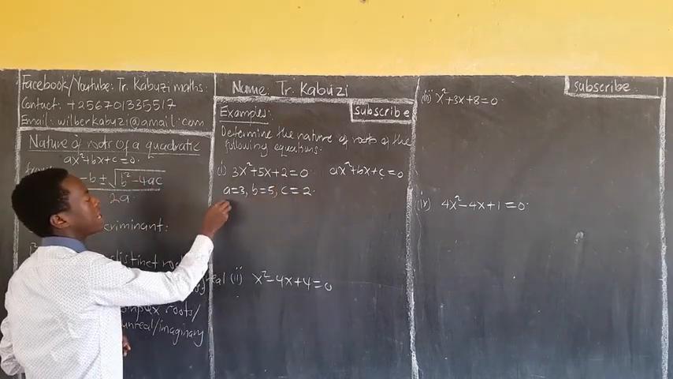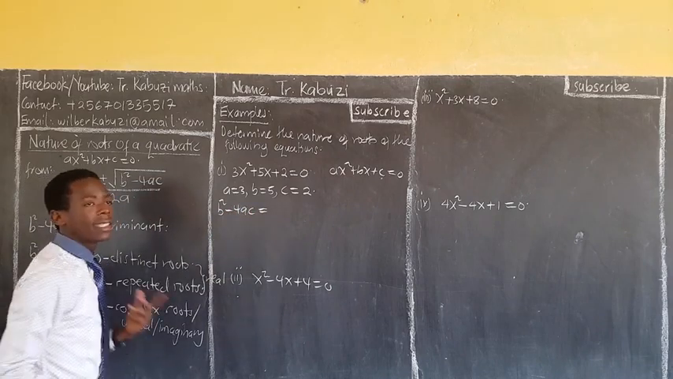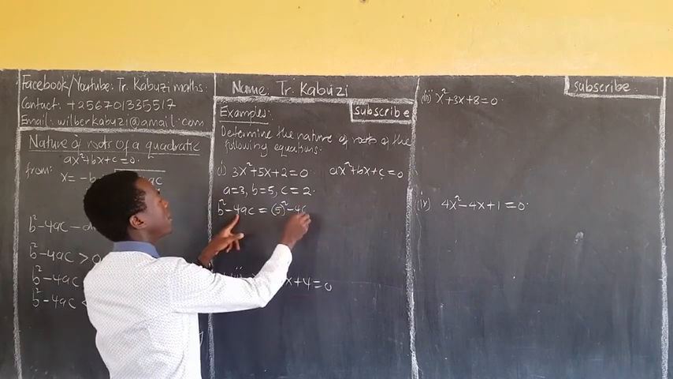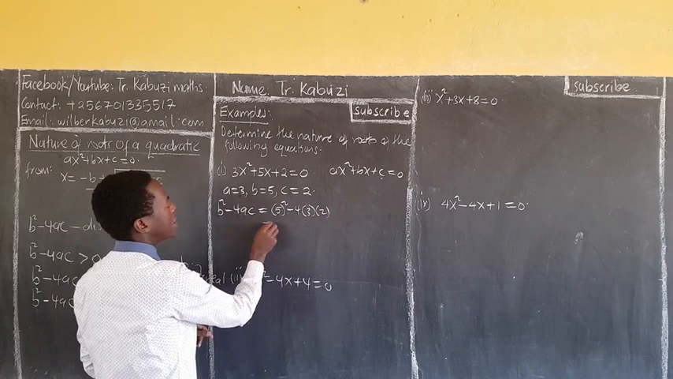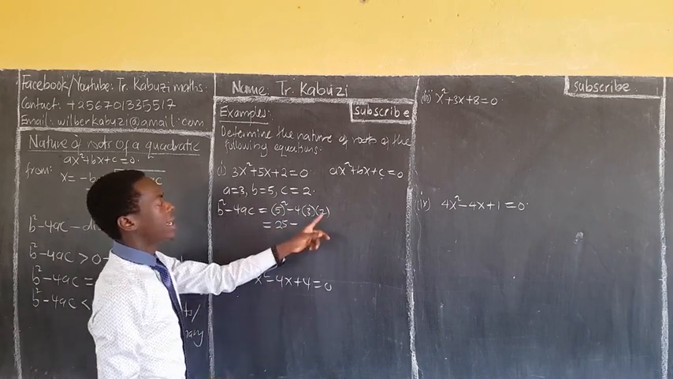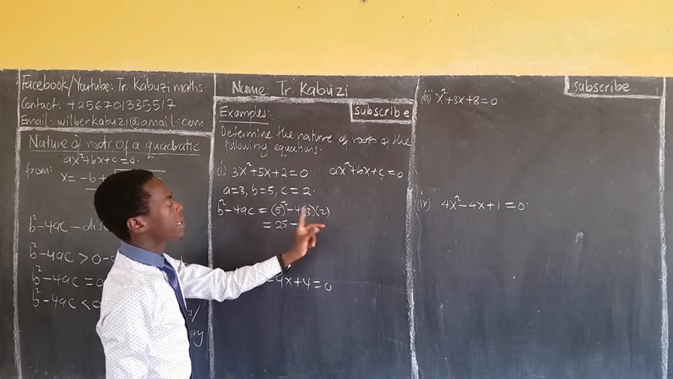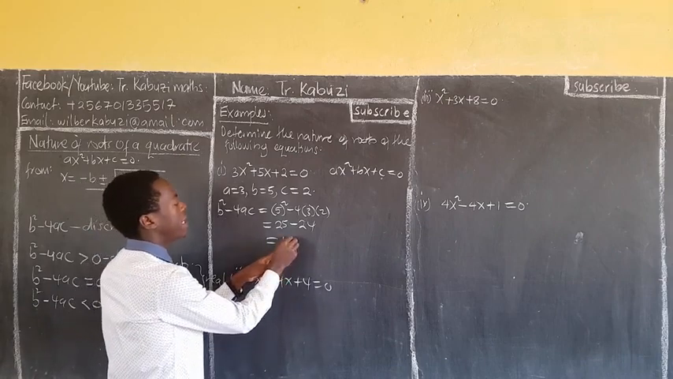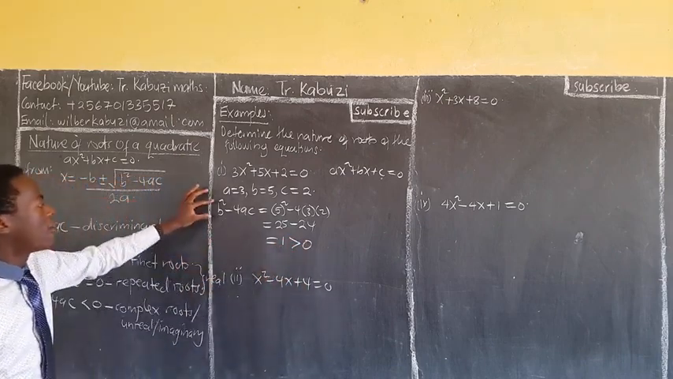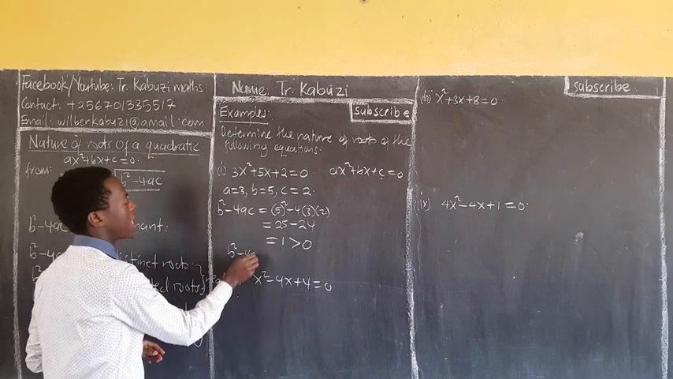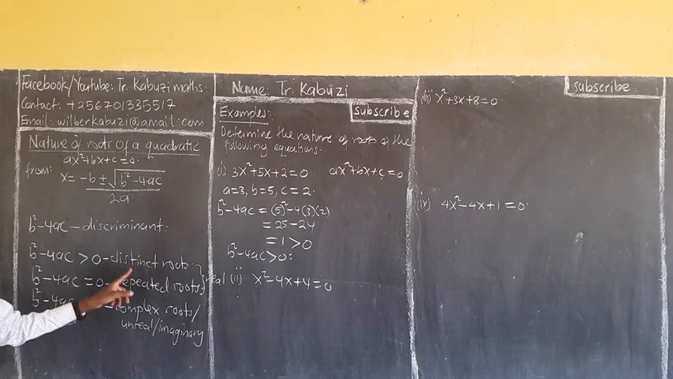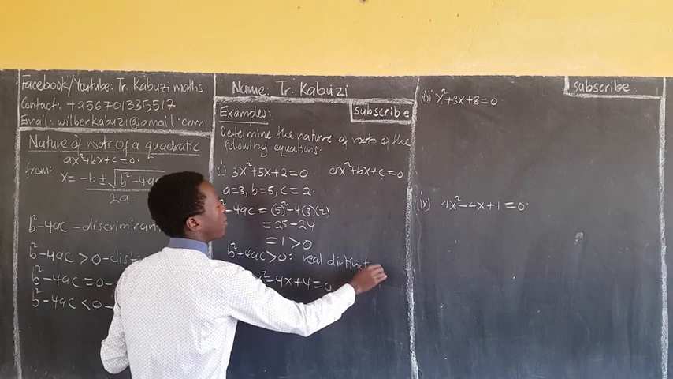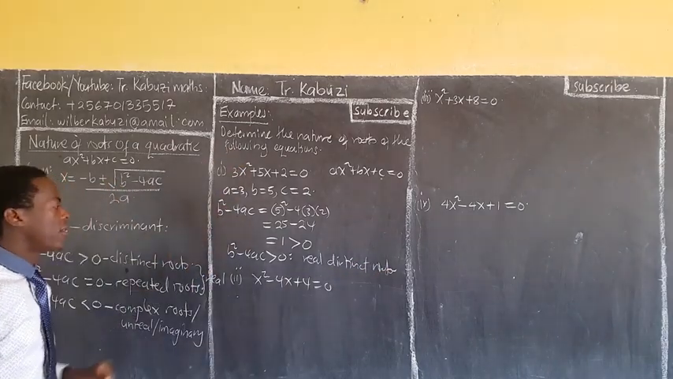Now if we set the discriminant, b squared minus 4ac, I want to know what it gives me. My b is 5, so 5 squared, then minus 4 times 3 times 2. This gives me 25 minus 24, so you get 1. This is positive, meaning it's greater than 0. So our discriminant, b squared minus 4ac, is greater than 0, meaning that we have real distinct roots. So this equation is going to give you distinct roots.